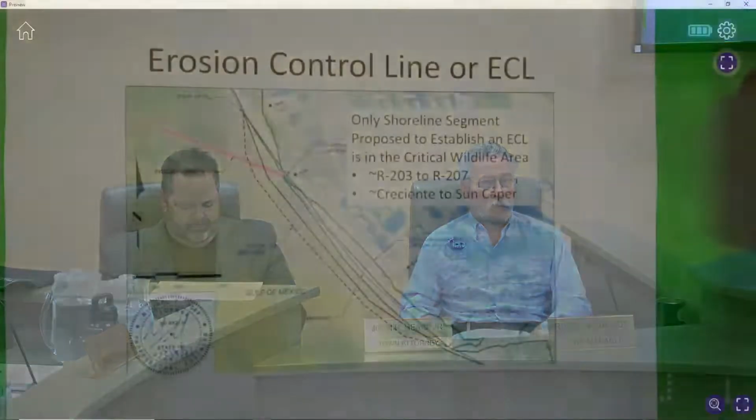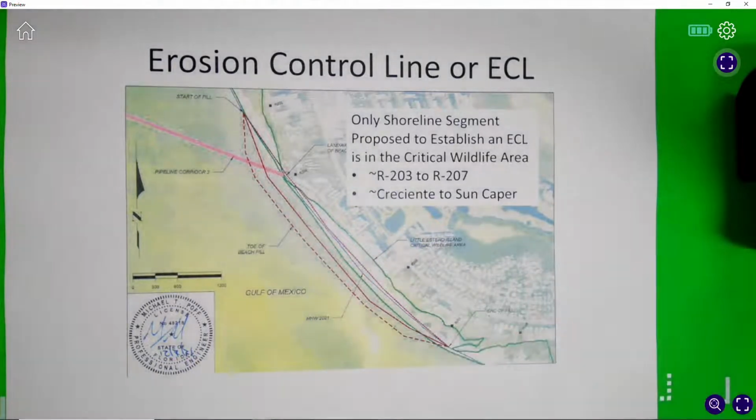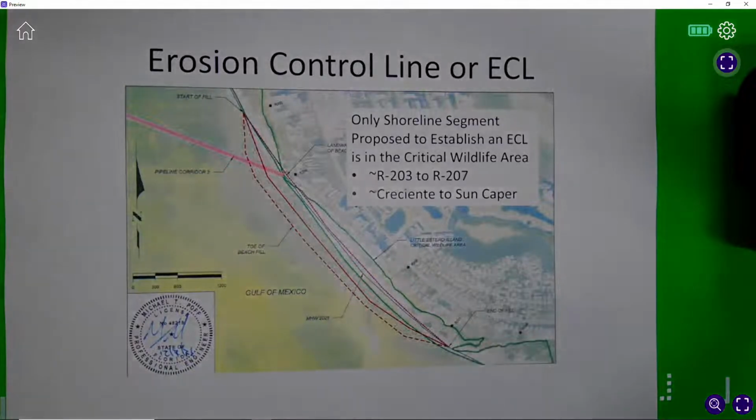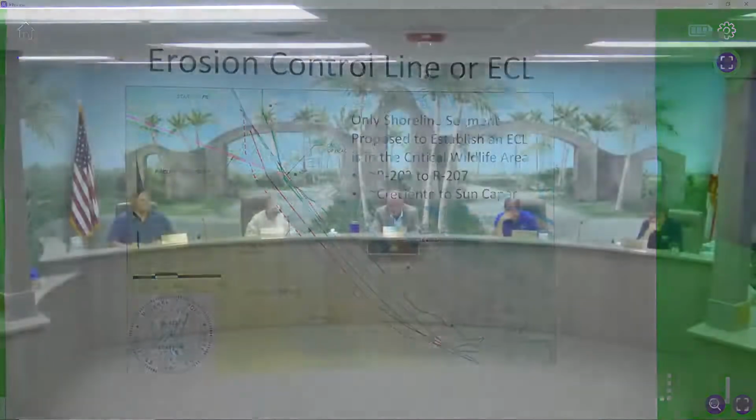Was that in this area or further? Are we referring to Island Winds? Well, I want to be clear that the folks who've been in contact with us are not in this area. Correct, they're not in this area. Okay. Now, a lot of this is critical wildlife area? Yes, sir, this entire segment is within the critical wildlife area.